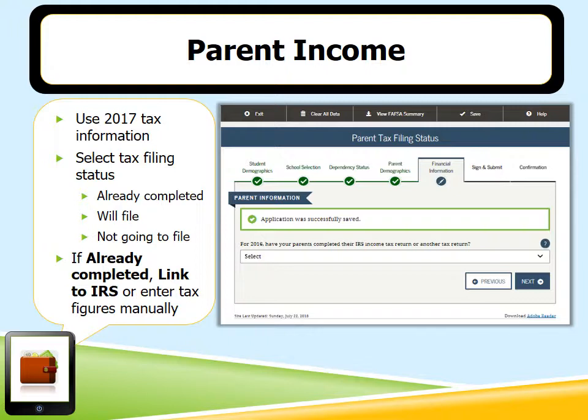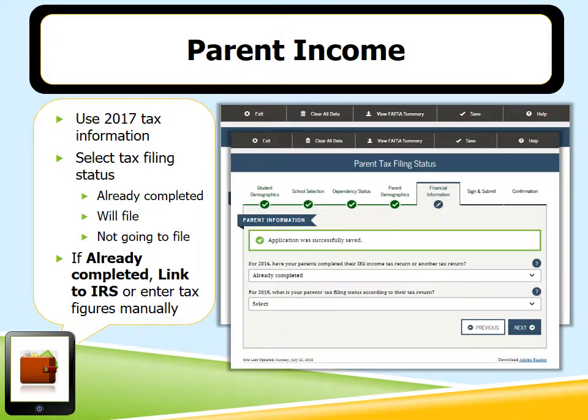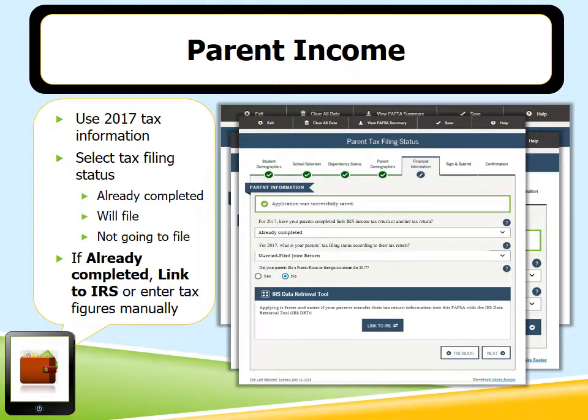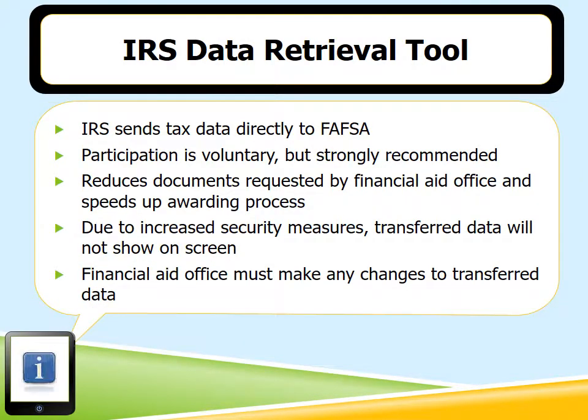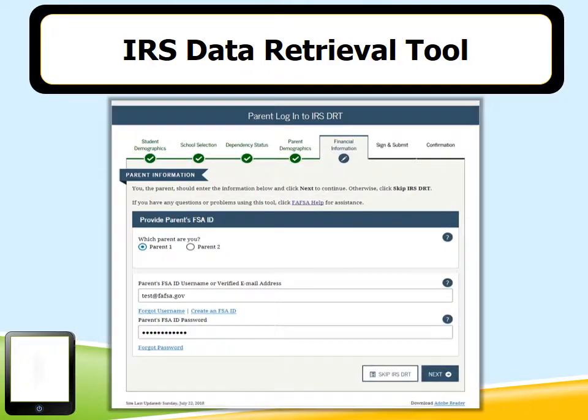If parents choose to do so, they may download their tax information directly into the FAFSA via the IRS data retrieval tool. Using the IRS data retrieval tool simplifies the FAFSA process for students now and when they begin college. Electronically filed tax information will be available 3 weeks after the return has been accepted by the IRS. Only applies to late filers using 2017 tax information.